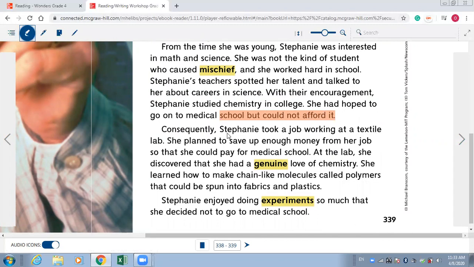So consequently, what happened? Stephanie took a job working at a textile lab. So this is the solution.